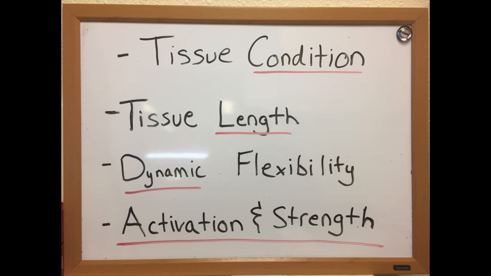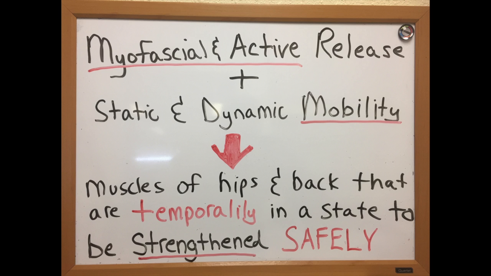Those are in the areas of tissue condition, tissue length, dynamic flexibility, activation, and strength. Today, we're going to address tissue condition, specifically the overactive tissue that is preventing you from using your glute muscles to support your lower back. To do this, we're going to apply self-myofascial and active release techniques.